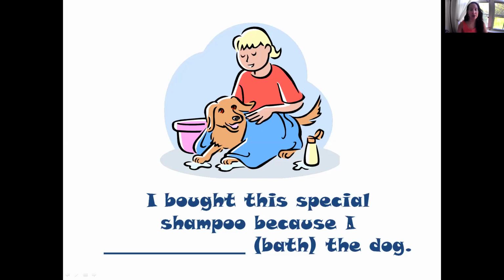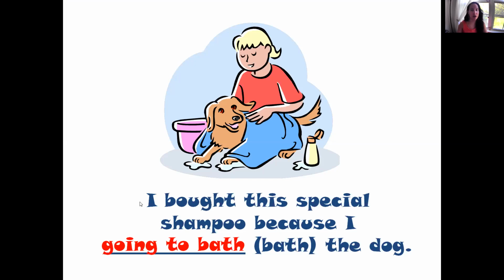I bought this special shampoo because I blank bath the dog. Which is the future expression? Repeat after me. I bought this special shampoo because I blank bath the dog. Now, we can say bathe the dog or bath the dog. Okay, so think about how you would say this in this sentence. Okay, this is the tricky part. Now, when we read B-A-T-H, we say bath, give the dog a bath. But when we say this sentence, we say it like this: I bought this special shampoo because I am going to bathe the dog.